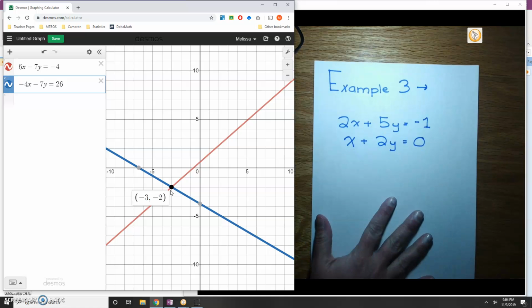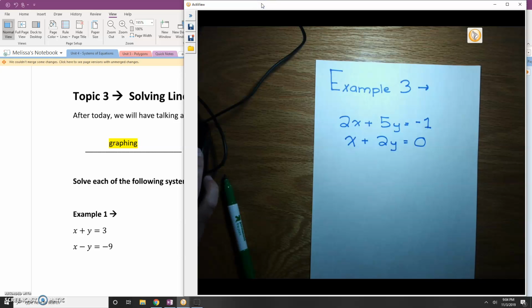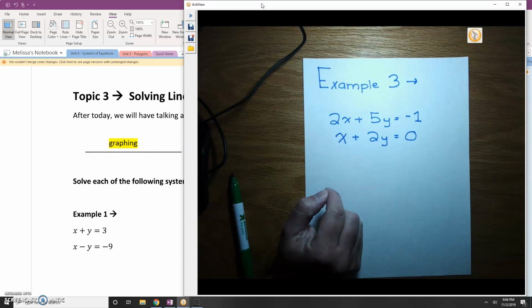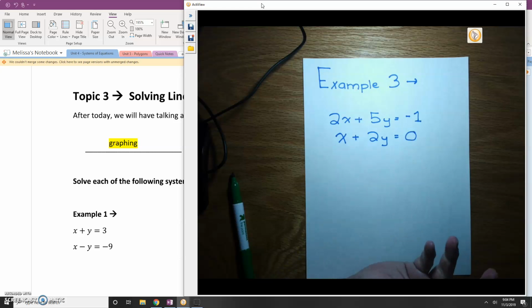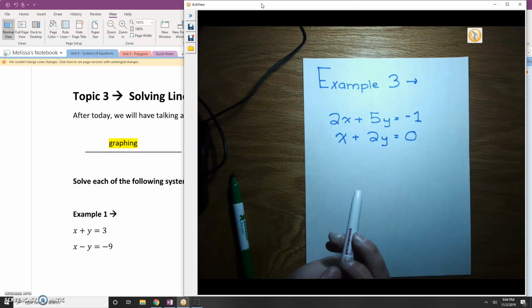All right, moving on to example 3. Here's what I would like for you guys to do. Mr. Parsons is going to pause this video here in a moment. I would like for you to look at this problem. A 2x and an x do not cancel out. A 5 and a 2 do not cancel out. And a -1 and a 0 don't cancel out. So here's what I would like for you to talk about with a partner. Discuss, what do you want to multiply? Go ahead and do that very first step. Multiply and see if you can have something eliminate. So Mr. Parsons, go ahead and pause the video.